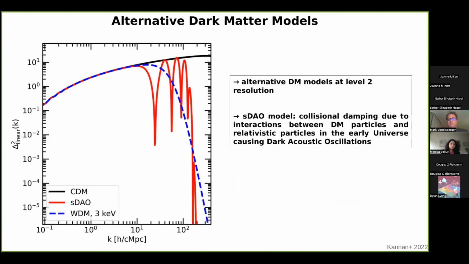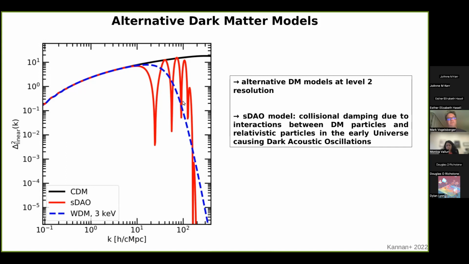Good. I also mentioned this SDO run, this alternative dark matter run. Let me just say one word about this. We ran the simulations for this SDO model, which is an alternative dark matter model, where you have at early times in the universe some collisionless damping of the power spectrum due to interactions between dark matter particles and some relativistic species that leads to these, as you can see in the red line, so-called dark acoustic oscillations. This is a specific particle physics model that is different, for example, from warm dark matter that you see here in the blue dashed line, which just leads to a cutoff without oscillations. And so we ran this just to understand what could be the impact of these oscillations.